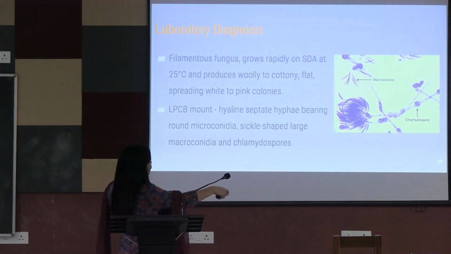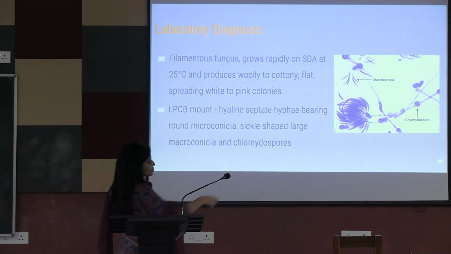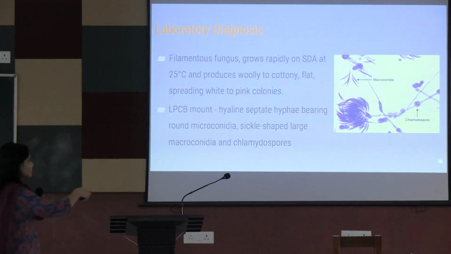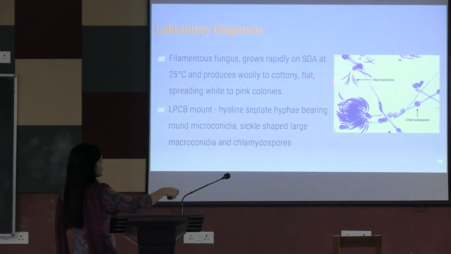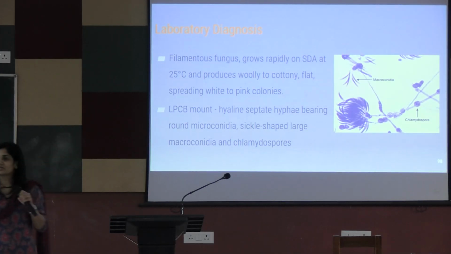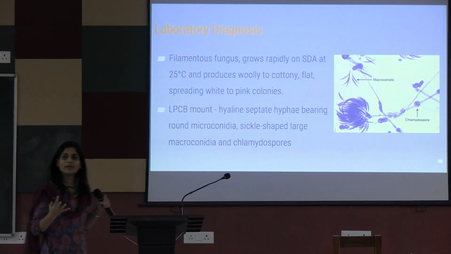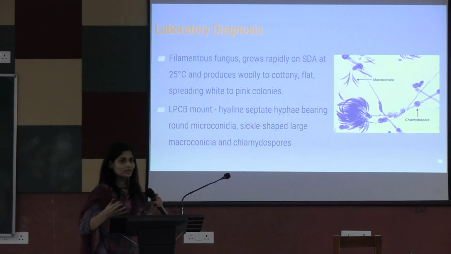This is how the Fusarium looks. Can you observe here? You can see some chlamydospores. What are the chlamydospores? What is the pathognomonic feature here? The sickle-shaped macroconidia can be seen in case of Fusarium. Okay, and there will be the chlamydospores. Chlamydospores help the fungus to survive in unfavorable environments, right?